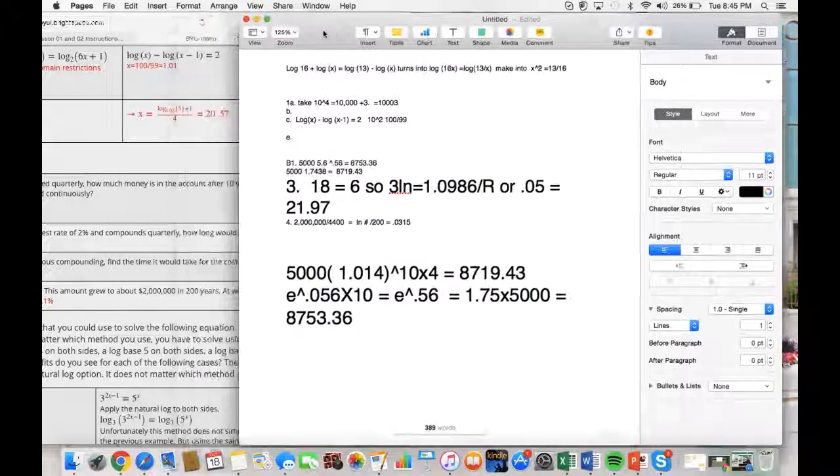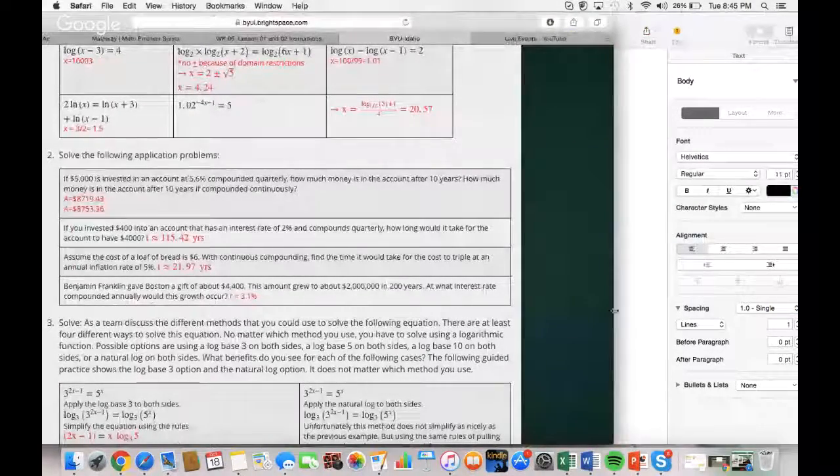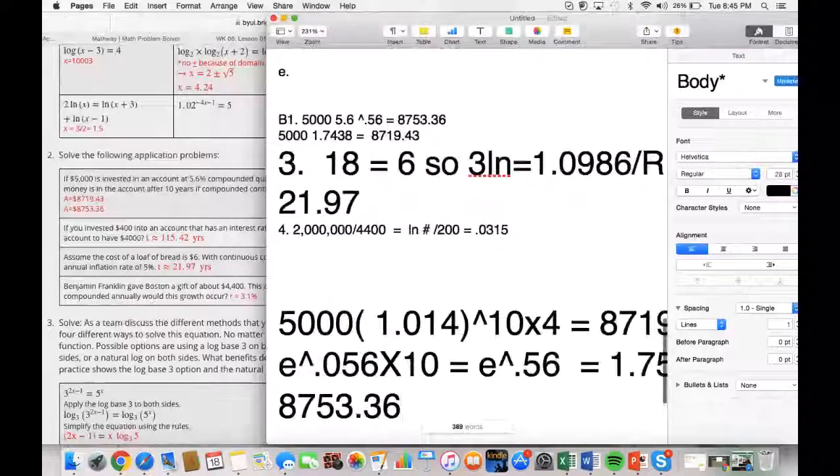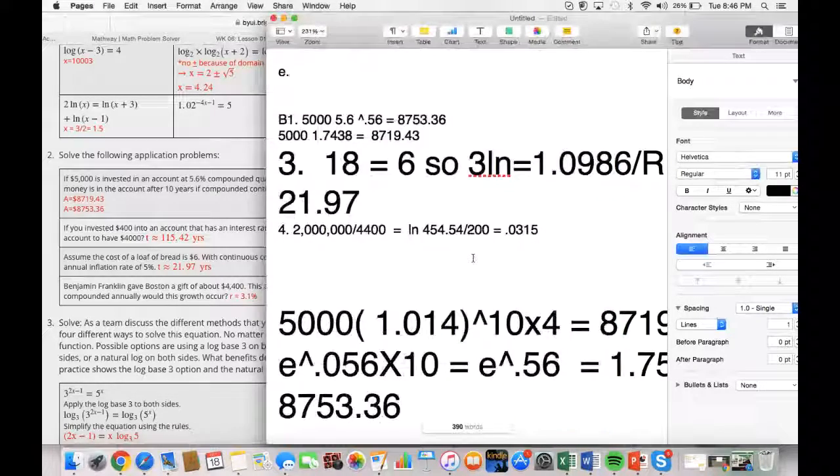And then question number 4. Benjamin Franklin gave Boston a gift of about $4,400. So I just did pretty much the same thing. If you take the 2 million and divide it by 4,400, that equals 454.54. Wouldn't it be 454.5? Oh yeah, 454.5.